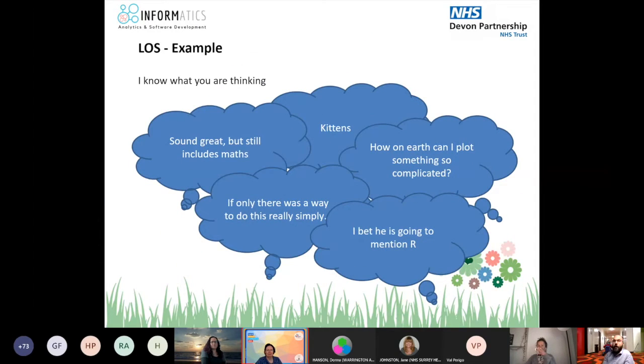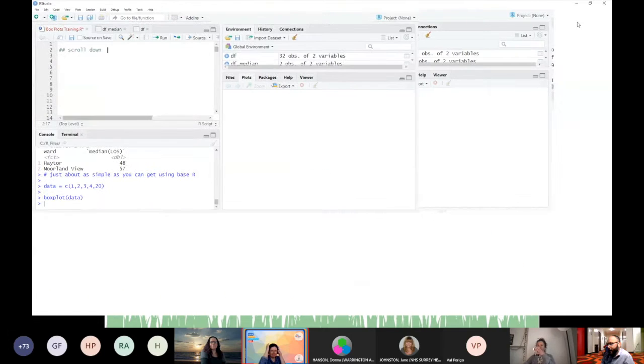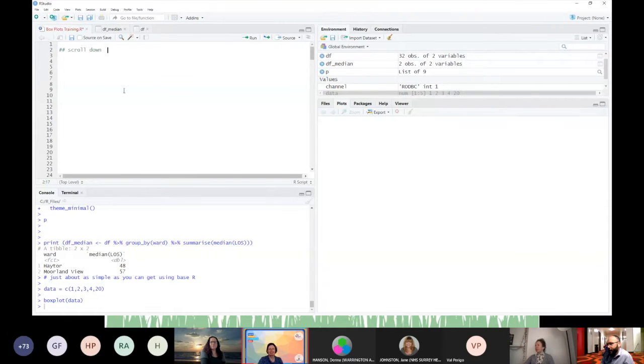So you know what you're thinking? How on earth am I going to manage to plot one of those? It sounds really, really complicated, lots and lots of stuff. And yeah, there's probably some people talking about kittens. So I am going to show you my friend R, which is over here. R is an absolutely fantastic tool. I thoroughly recommend that you get to grips with it because it can do stuff like this unbelievably well.